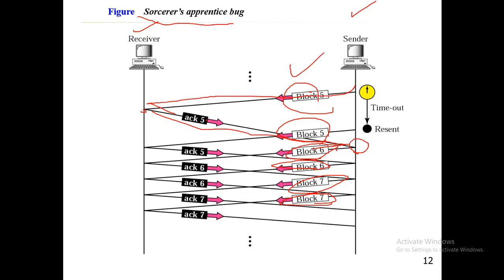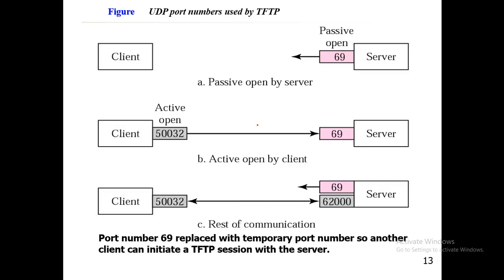Similarly, the acknowledgement of packet number 6 was received much later than the second transmission of the 6th file. So this was the reason. Because of that high delay, these files were resent. All of these files were resent. So this, we can say, is a kind of bug in this kind of network.